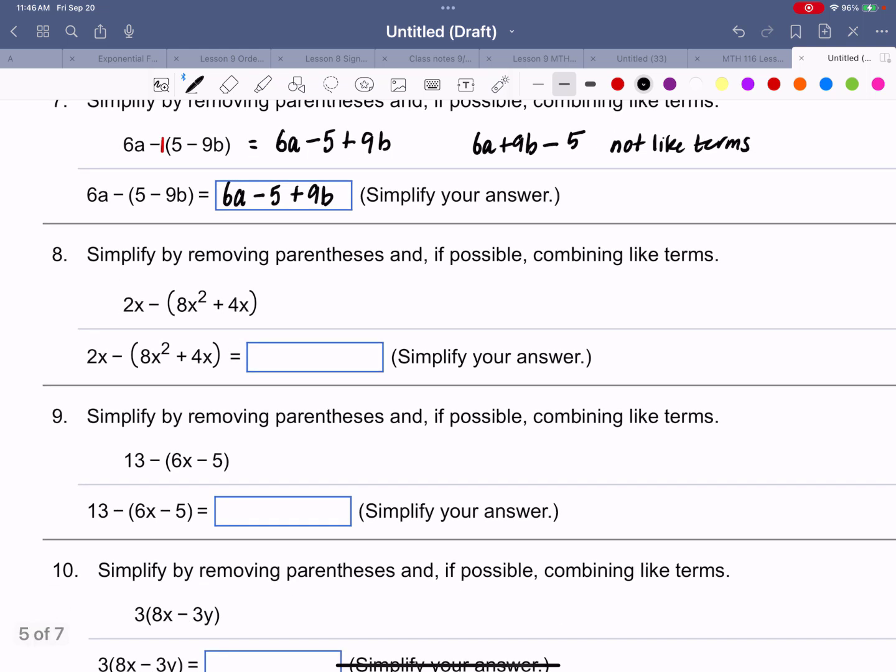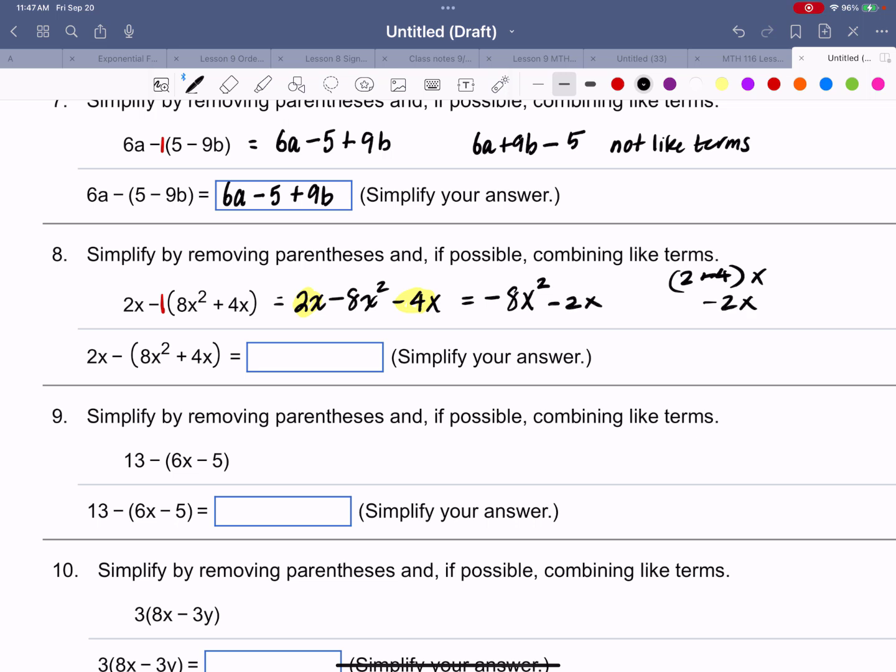Here we have 2x in number 8 minus parentheses 8x squared plus 4x. Again, implied minus 1 is going to give me a 2x minus 8x squared minus 4x. And I do have some like terms this time. Look. That's a 2x and a minus 4x. So I'm going to bring over my minus 8x squared, and then 2 minus 4 is going to be times x, so that's a minus 2x.